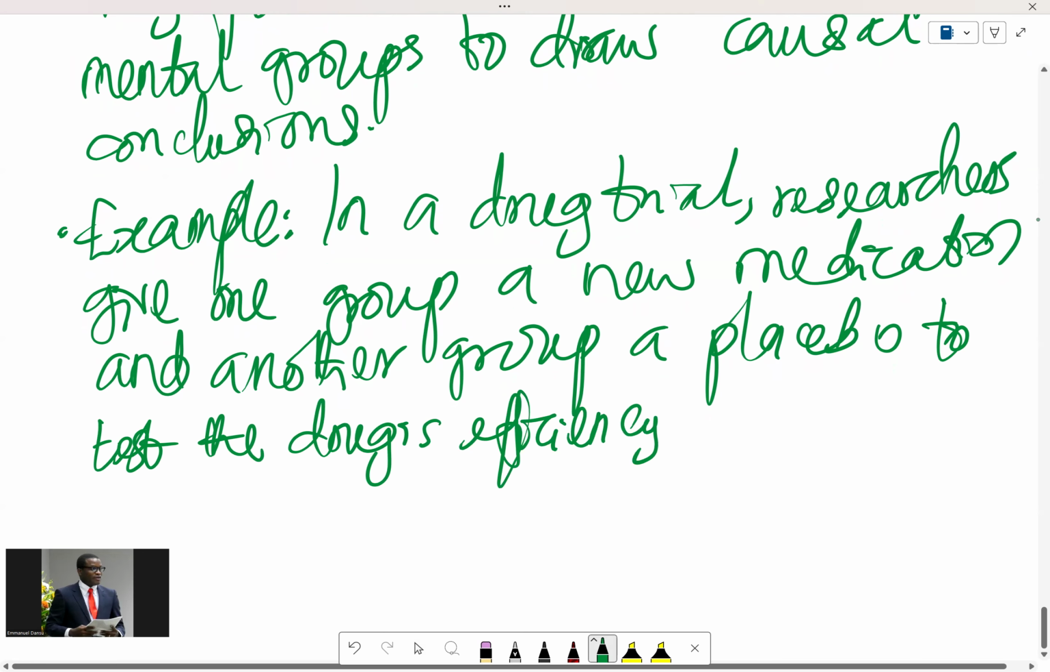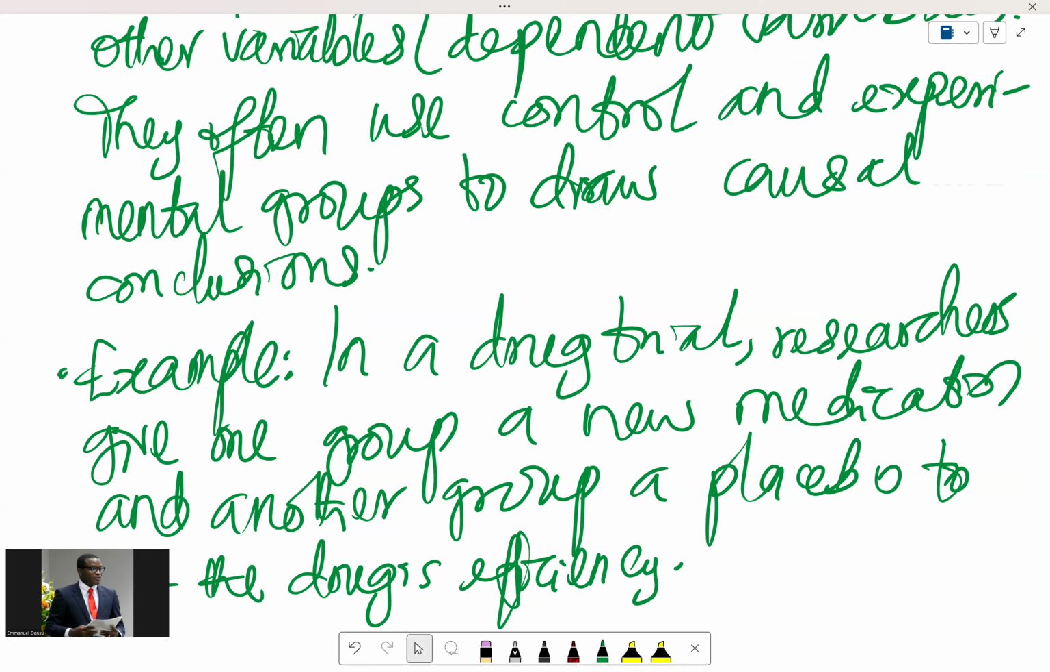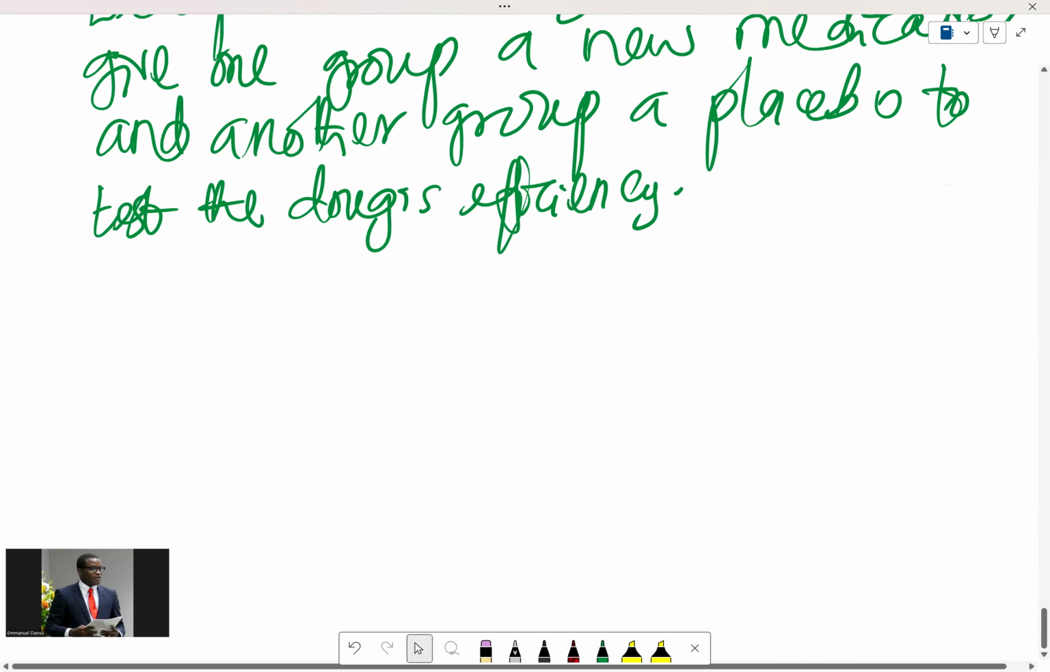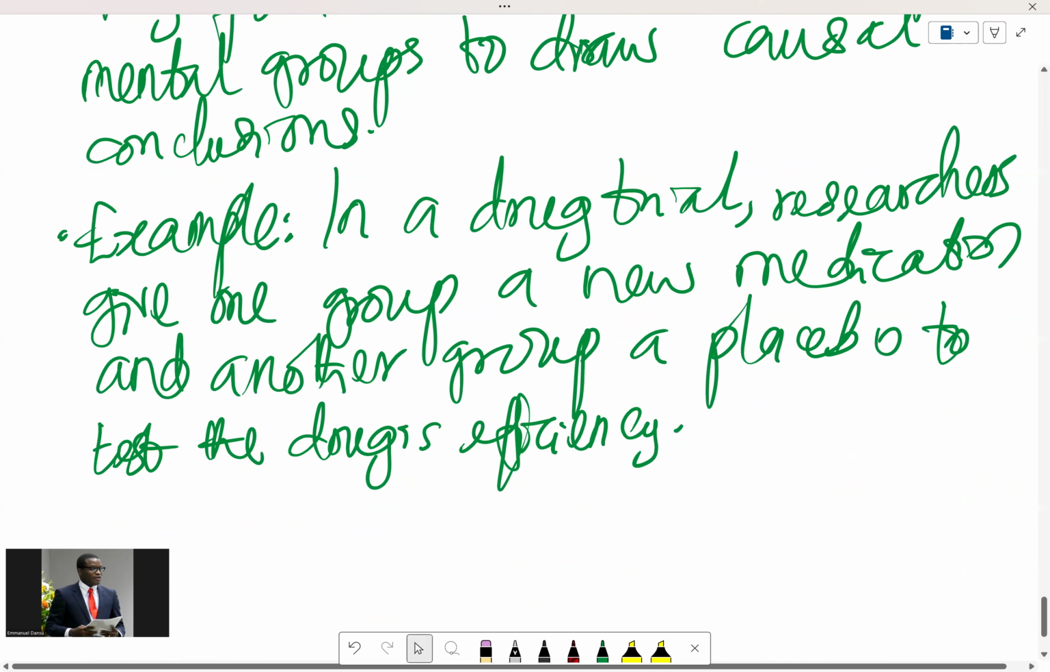Or in the school system, it may be something like a new teaching technique, so we can have two groups. One group is taught with a new technique, and another group is taught with an old technique, and then we want to see their performance at the end of the day. So that would be a very good example in the school setting.